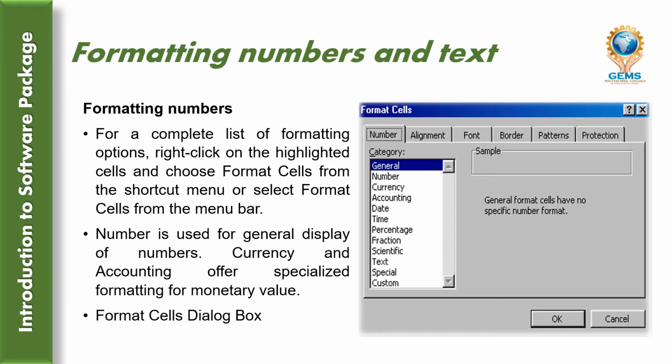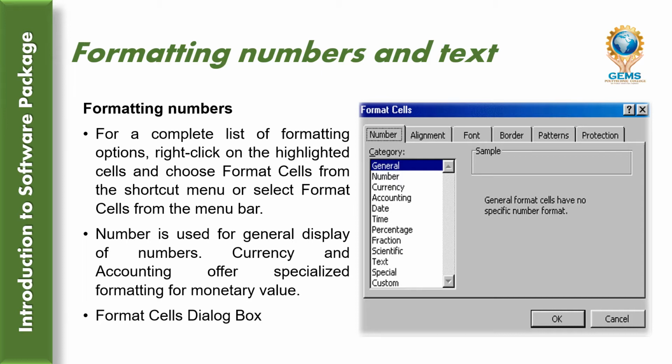Here for formatting numbers and text, you can see the same thing. If you want to format a number, right click on the highlighted cells and choose Format Cells, or select Format Cells from the menu bar. Number is used for the general display of numbers. Instead of using Number, you can use Currency and Accounting, which are specialized formatting for monetary values.